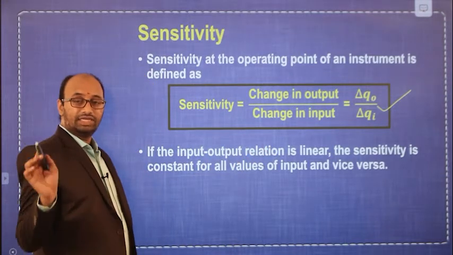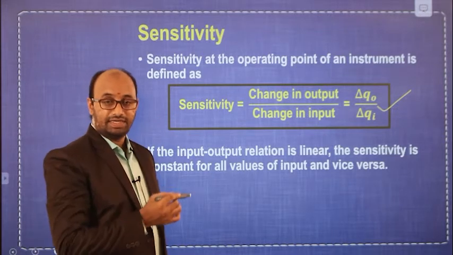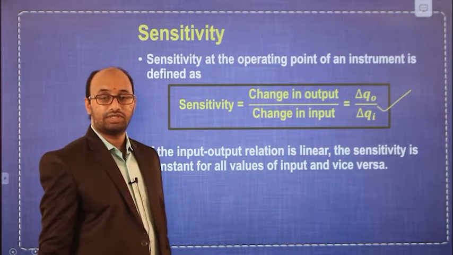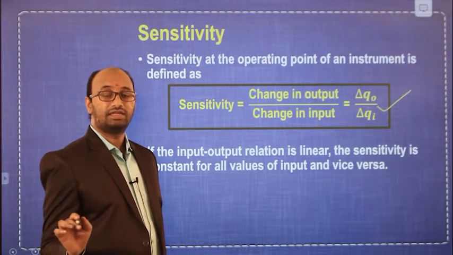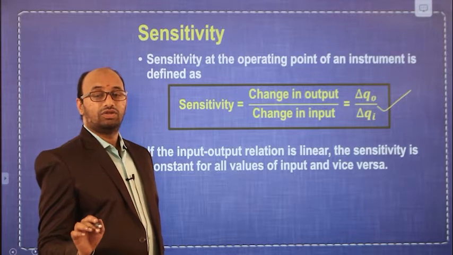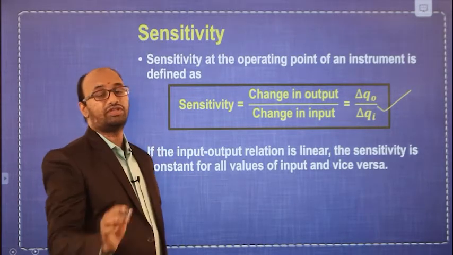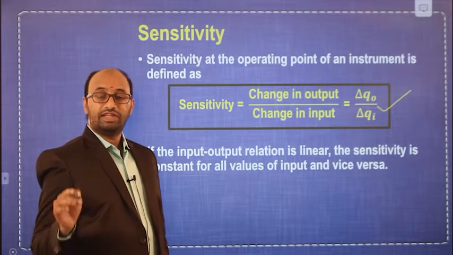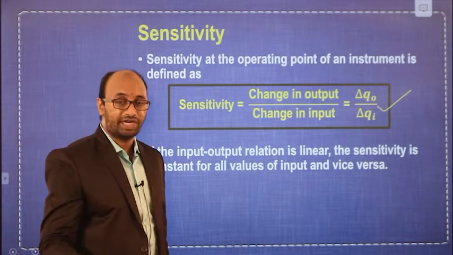And there is a relation between linearity and sensitivity. If the instrument is linear, the sensitivity will be constant, and vice versa. If the sensitivity is constant, we can say that the instrument is linear. So for a linear instrument, the sensitivity will be constant throughout the measurement. And if the instrument is non-linear, the sensitivity will be different at different operating points.